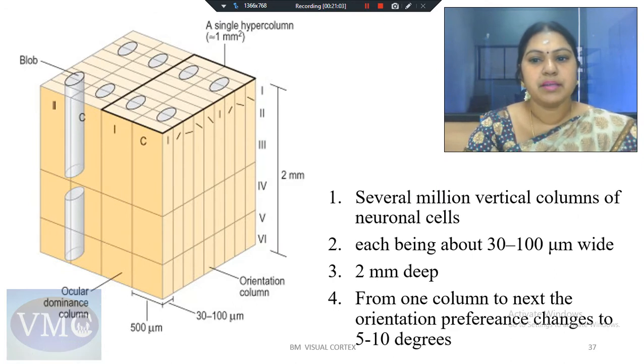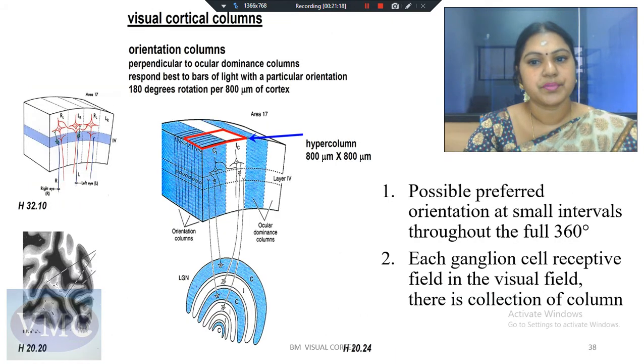So several billion vertical columns of neuronal cells are there as orientation columns, each being about 30 to 100 micrometers wide and 2 millimeters deep. From one column to the next, the orientation preference changes by 5 to 10 degrees. So the possible preferred orientations at small intervals extend throughout 360 degrees. For each ganglion cell receptive field in the visual field, there is a collection of columns. So here again you can see the orientation columns.